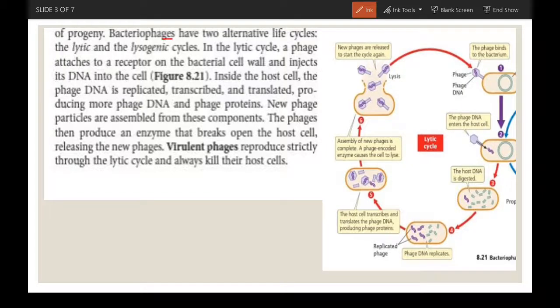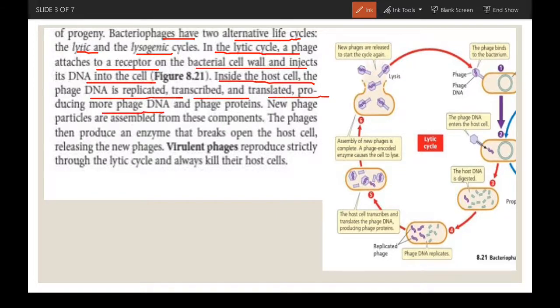Now, bacteriophages have two alternative life cycles, lytic and lysogenic, like we studied earlier. In the lytic cycle, a phage attaches to a receptor on the bacterial cell wall and injects DNA into the cell. Inside the host cell, the phage DNA is replicated, transcribed, and translated, producing more phage DNA and phage proteins. New phage particles are assembled from these components, right? Like we saw, we are talking about the lytic cycle actually.